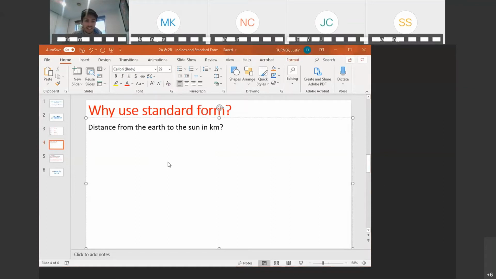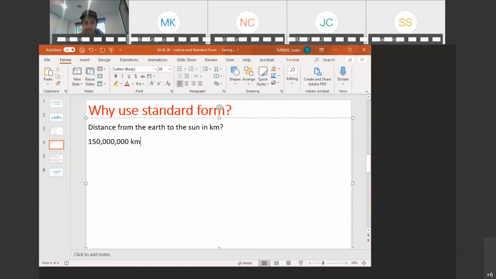$20 trillion. That is a lot. I can tell you it's definitely a big number. It's not quite that, though. Bad guess, really. It is 150 million kilometers.